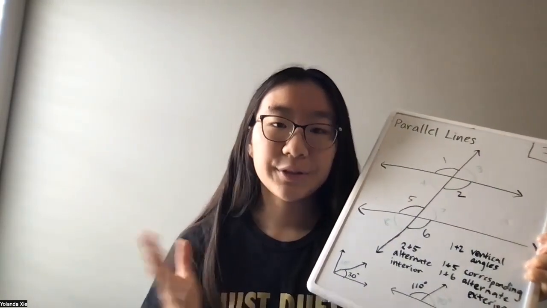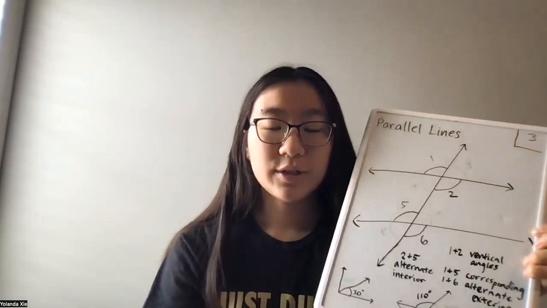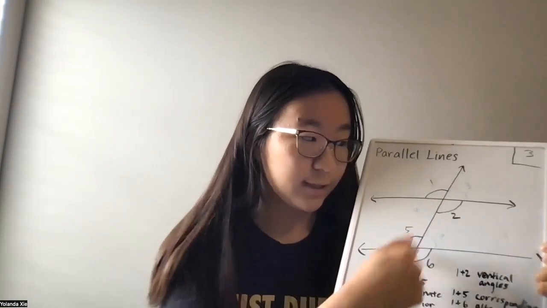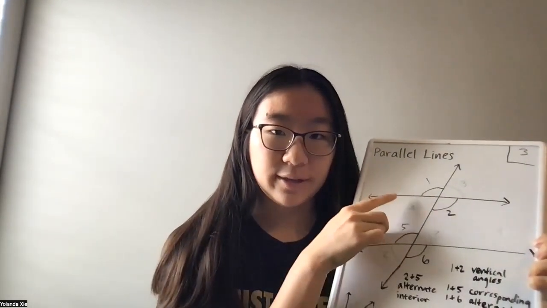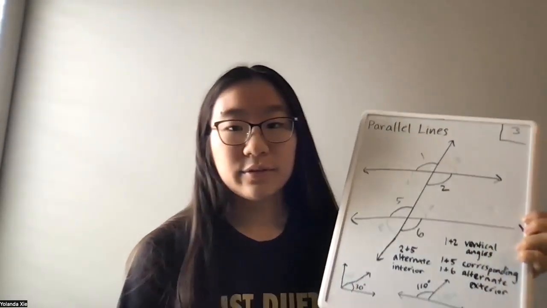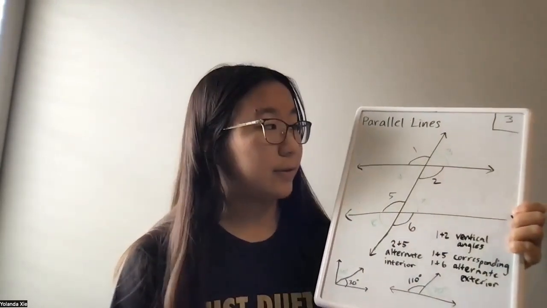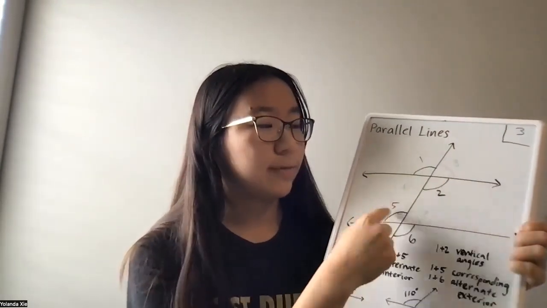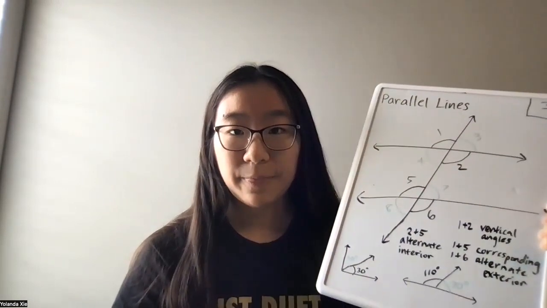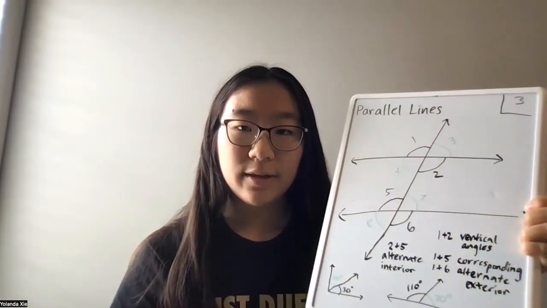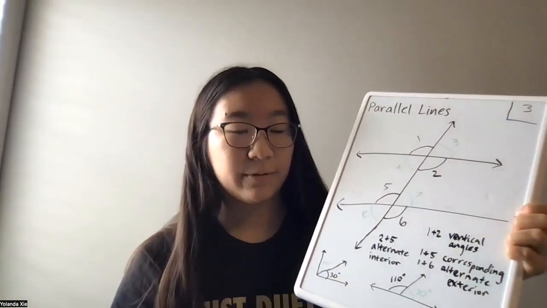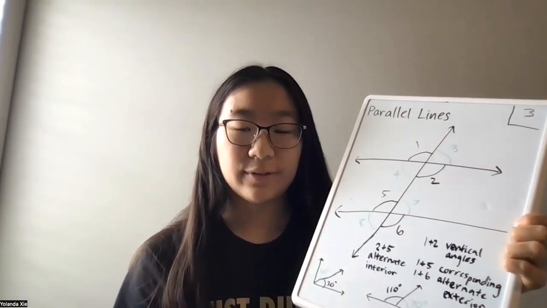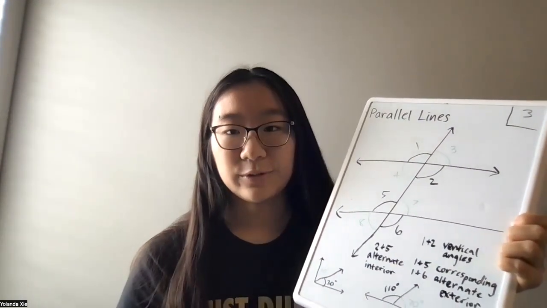All right, so that's all you need to know to understand the rest of this, which is essentially that we've drawn a line through these two parallel lines right here. And this creates 8 different angles: 1, 2, 3, 4, 5, 6, 7, and 8. There are a few special properties that can help you figure out what the values of these angles are, especially in relation to each other.